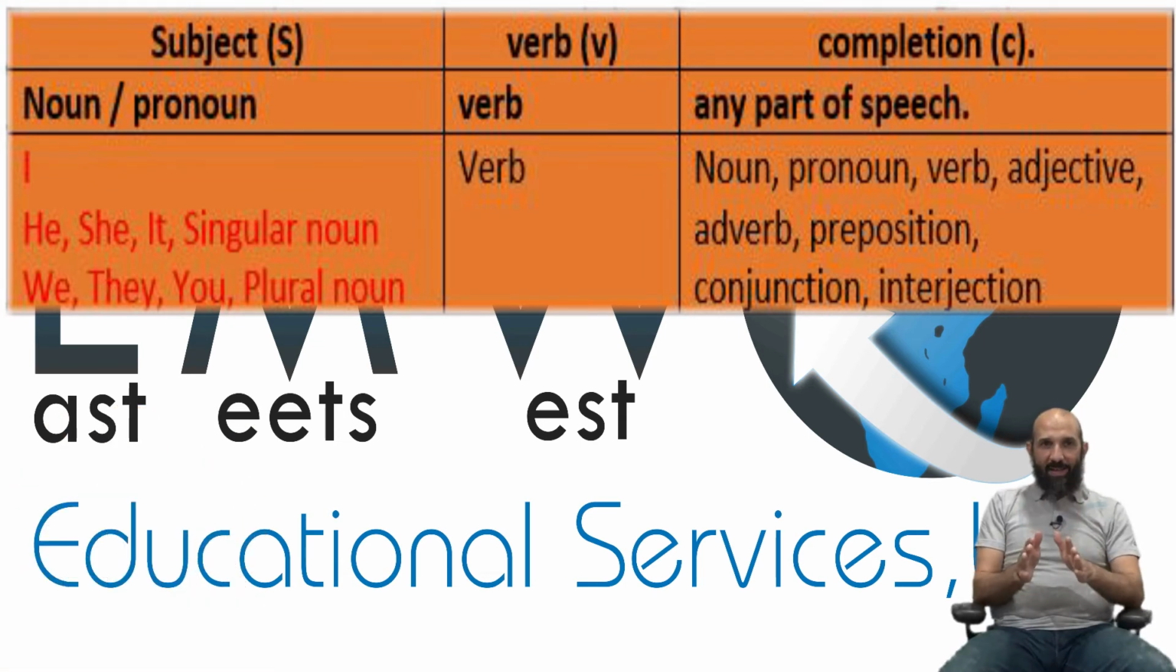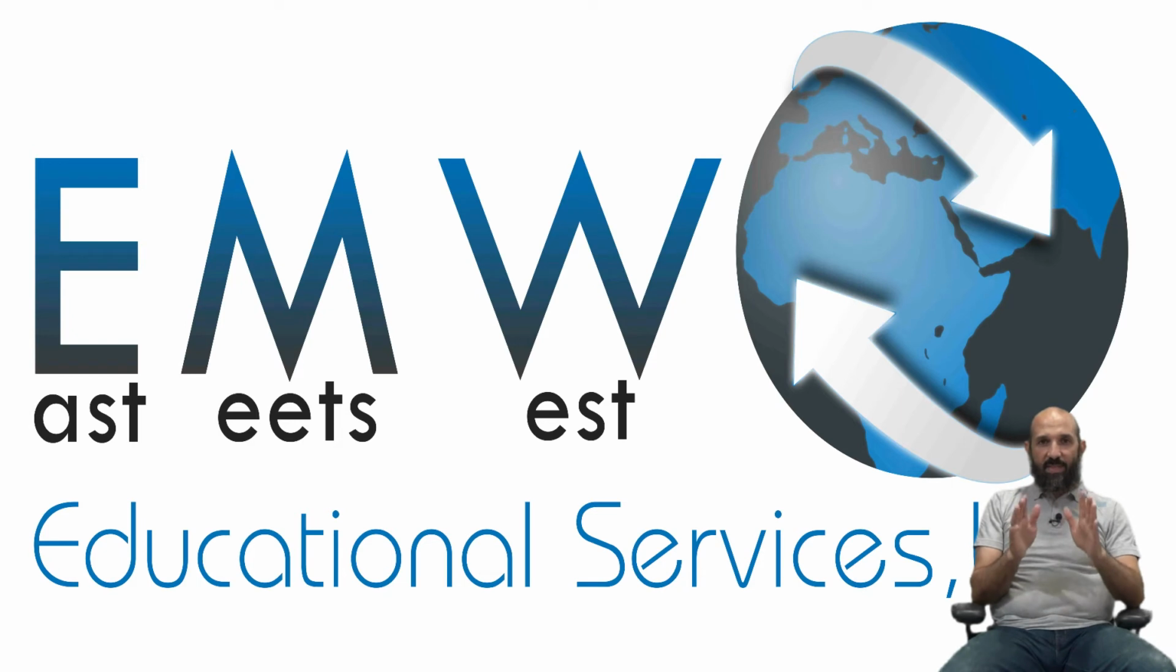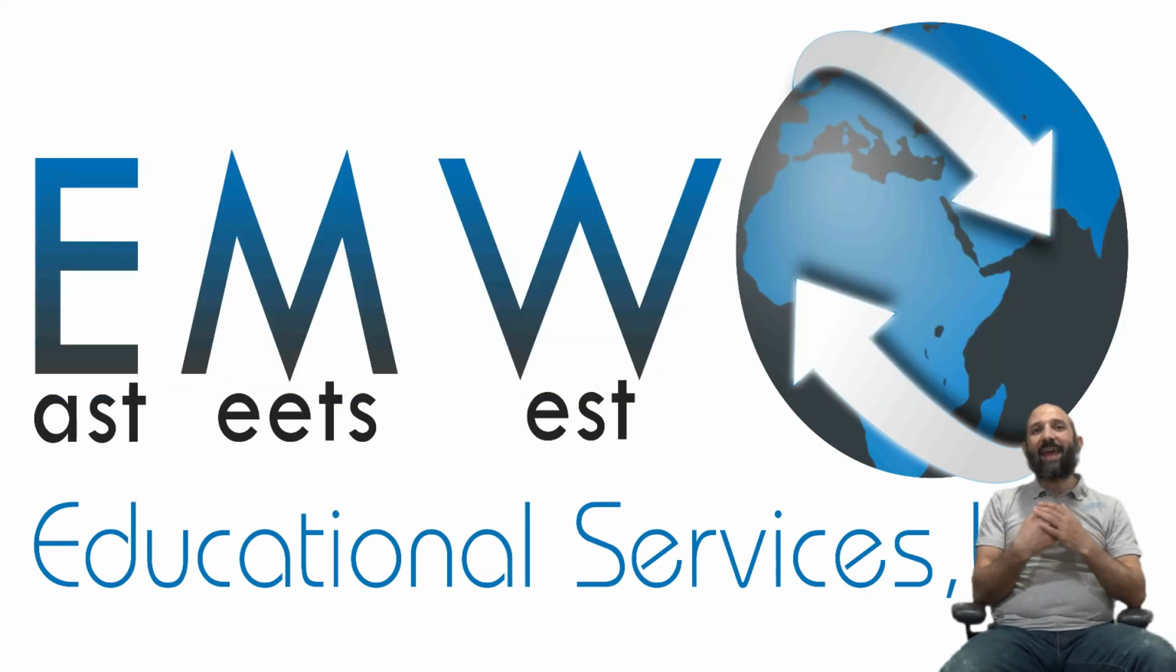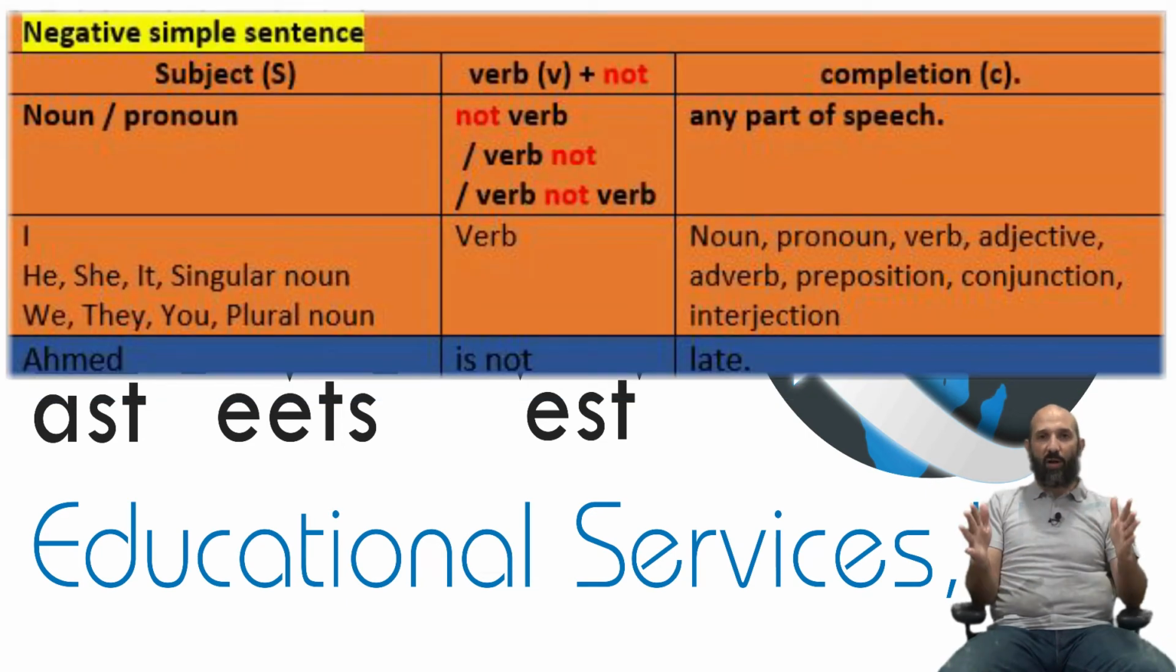Now, finally, the sentence SVC full stop, or subject verb completion full stop, is called the positive sentence or the affirmative sentence. Now, what if you want to make a negative sentence? That's super easy. You just put the word not with the verb. It can go before the verb, it can go after the verb, or it can go in the middle of the verb. And this will be explained in future videos, not today.